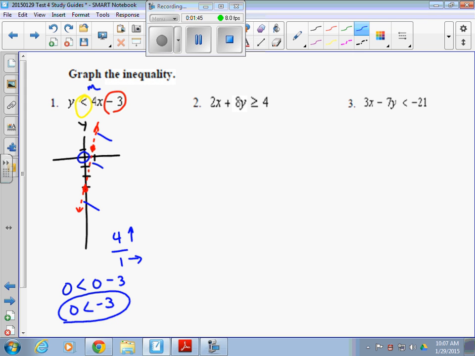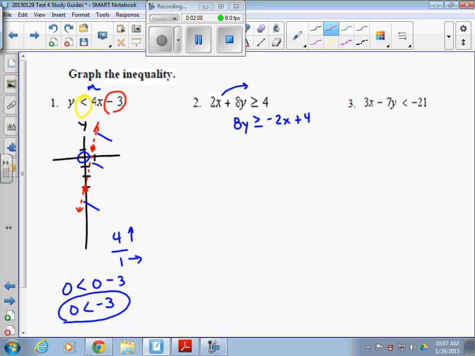Number 2 says 2x plus 8y is greater than or equal to 4. You could graph this using intercepts, or you can go ahead and move it into slope-intercept form, which most people are more comfortable doing. Move 2x over, and it leaves you with 8y is greater than or equal to negative 2x, since it came over, positive 4.